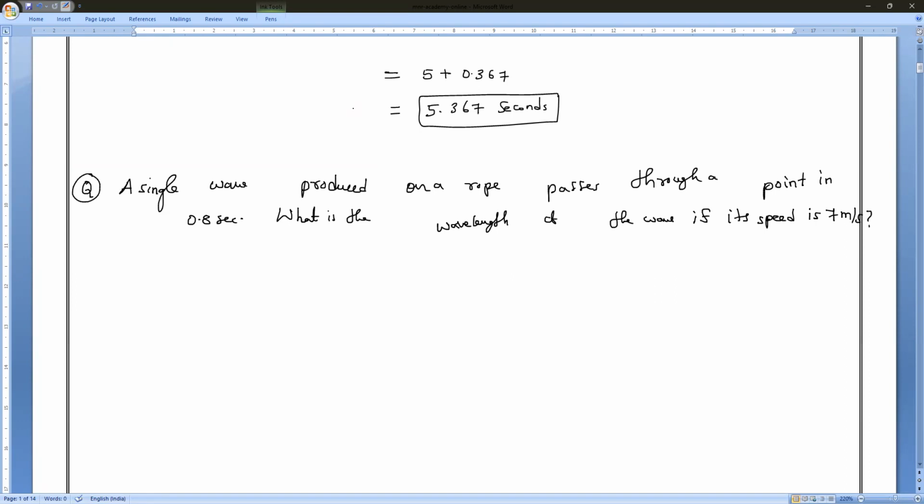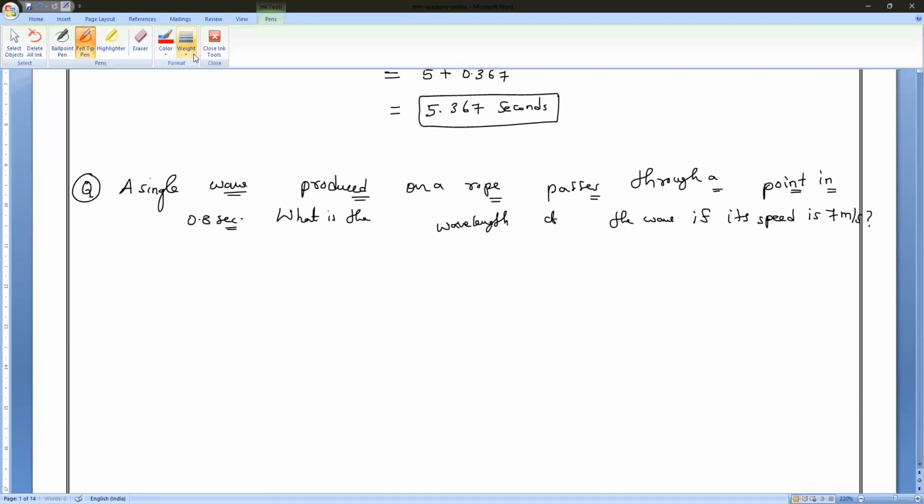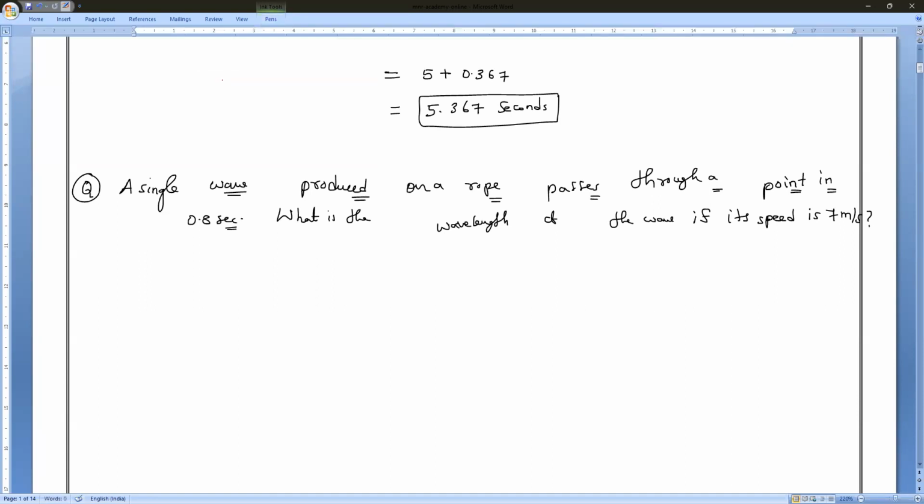So what is the question given? They are saying that a single wave produced on a rope passes through a point in 0.8 seconds. That is the first point. You have to understand that. What is the time? The distance traveled by the wave, we all know that. So what is wavelength? Wavelength means what, guys?